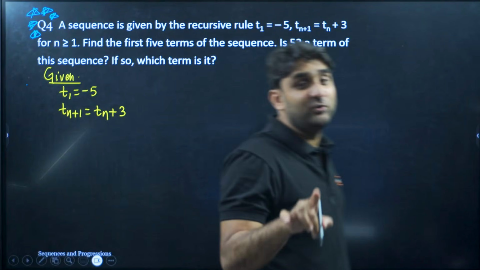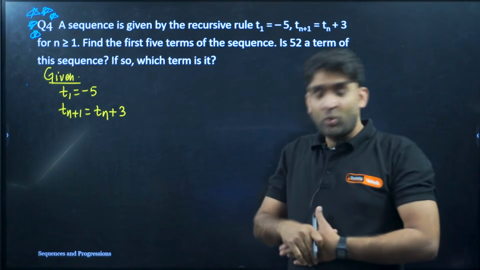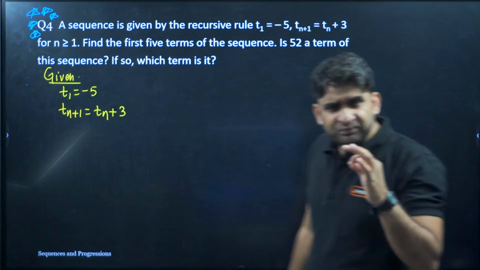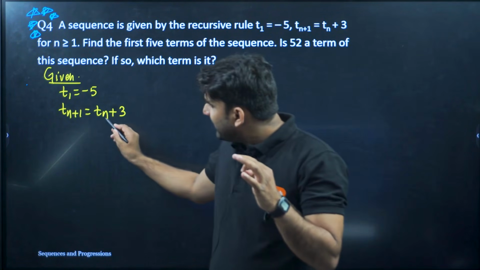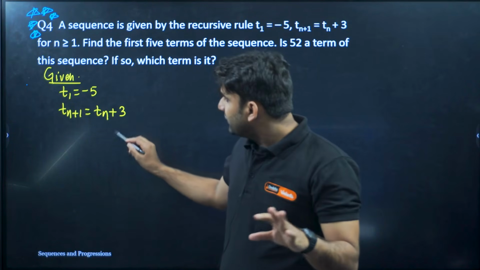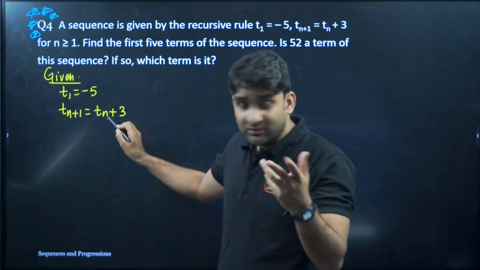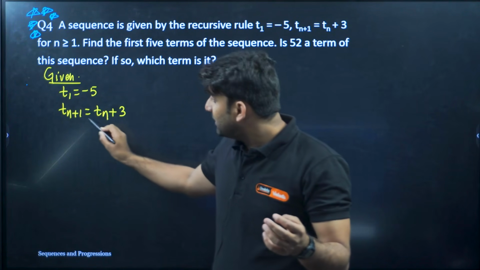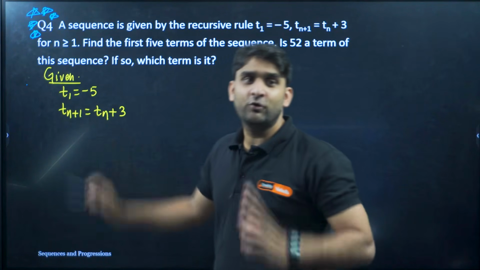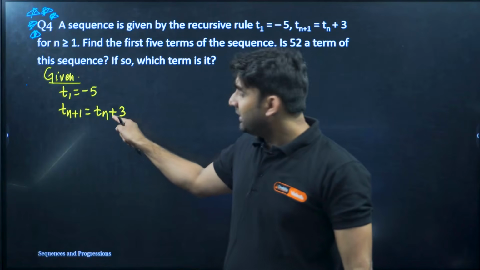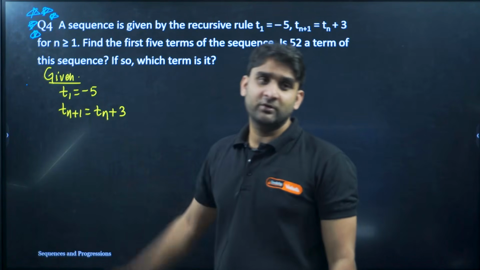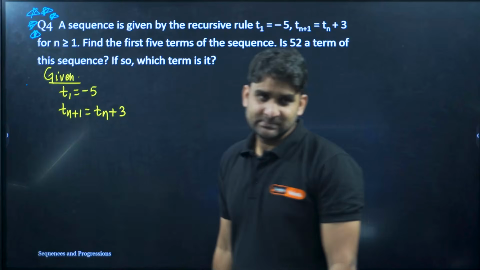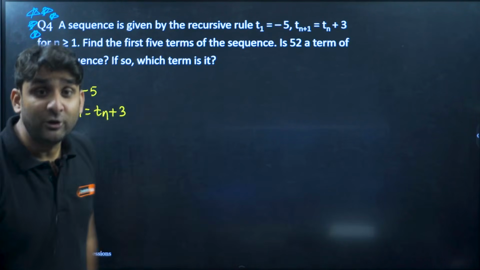Tn plus 1 is equal to tn plus 3. What do you understand by this? Listen everyone. My dear champions, if you put n as any number, for example, I am putting n as 3, then this will be t3, and this will be 3 plus 1, which is 4, t4. If you put any number here, the other one is 1 more: t5, t6, t7. Getting my point? So what can we do?